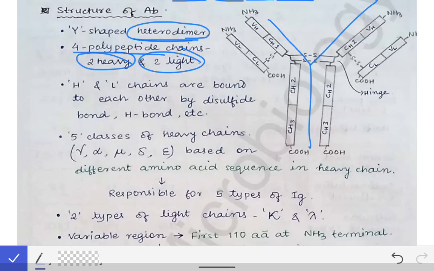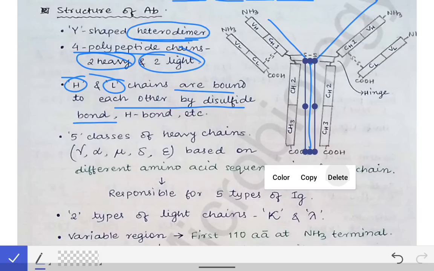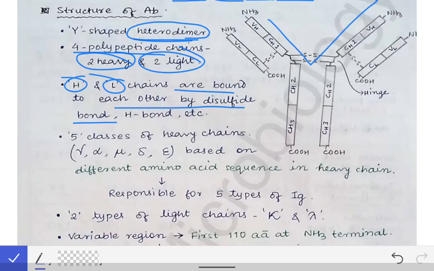Now these H and L chains, H for heavy chains and L for light chains, are bound together by disulfide bonds. See here, everywhere you will be able to see the disulfide bonds. Here there is a disulfide bond, then between the heavy and the light chains there is a disulfide bond. Here also between heavy and light chain there is a disulfide bond. So they are all connected through the disulfide bonds.